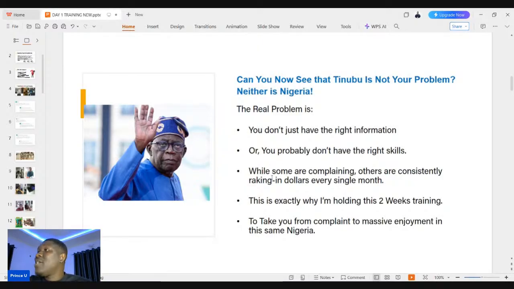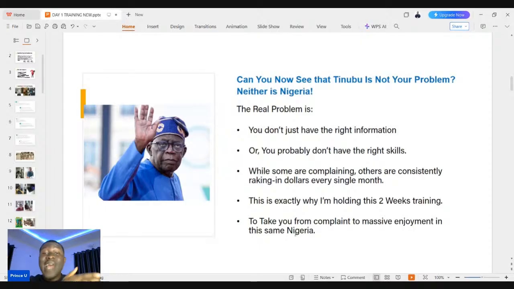The reason we are holding this class is for me to take you from the point of complaint to a point of change. Let me know if I exaggerate. I know this massive enjoyment can serve as hype, but the truth is some of us are not feeling the heat in Nigeria right now because we have valuable skills we are offering to the foreign market. So I want to take you to this point where you can leave complaints behind if things are not working. Maybe you are doing a 40K per month job, you don't have a job, or your salary is not enough.